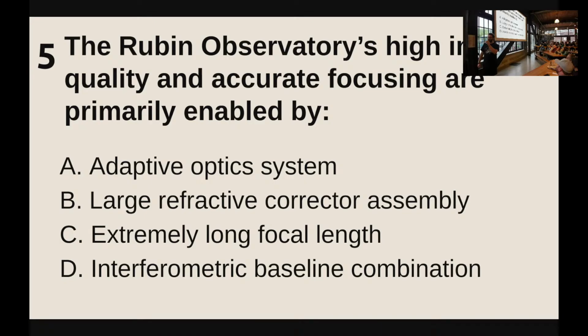Question 5. The Rubin Observatory's high image quality and accurate focusing are primarily enabled by, is it A, the adaptive optics system, B, its large refractive corrector assembly, C, an extremely long focal length, or D, interferometric baseline combination. In editing this question, I rearranged the order, so we'll have to fix that later.